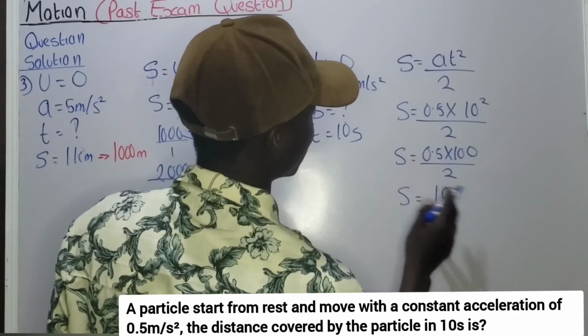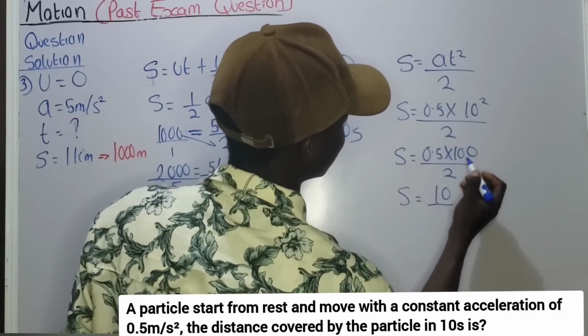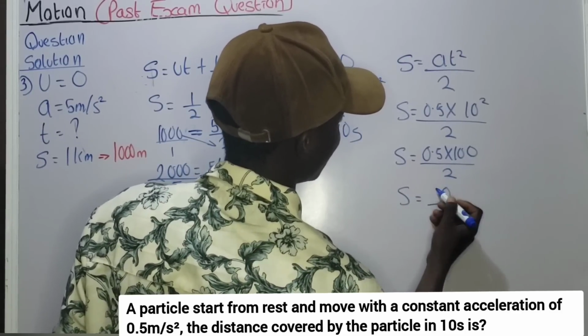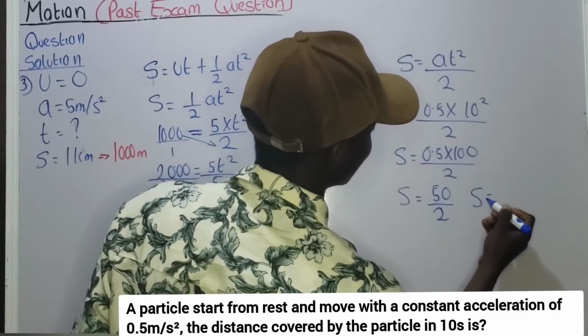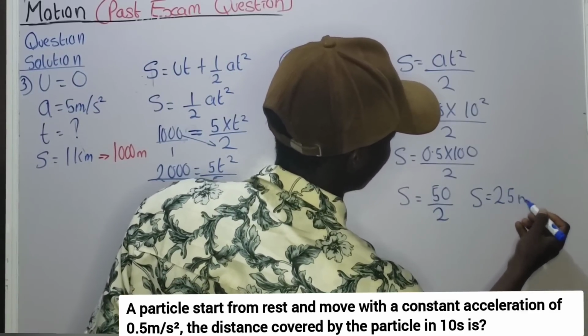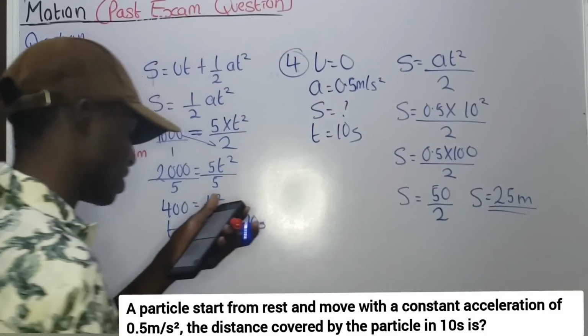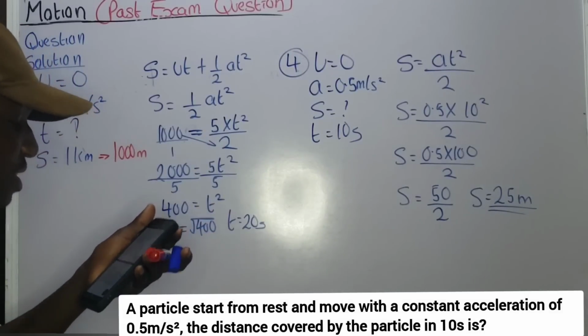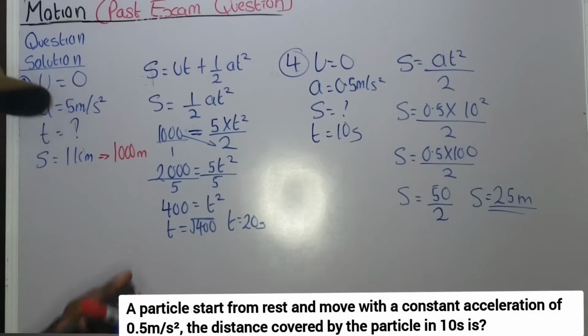S equals 10. Oh no. That is 50 over 2, you understand? Sorry. S equals 50 over 2. So S equals 25 meters, you understand? The correct option in that question is option C, you understand? That is JAM 1990. That is the question that we just solved.